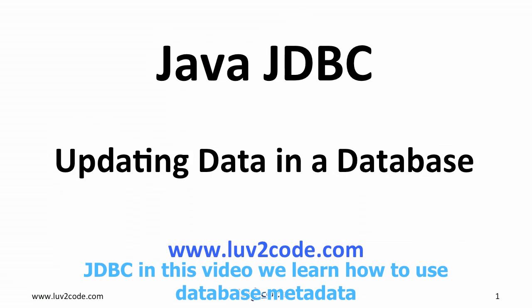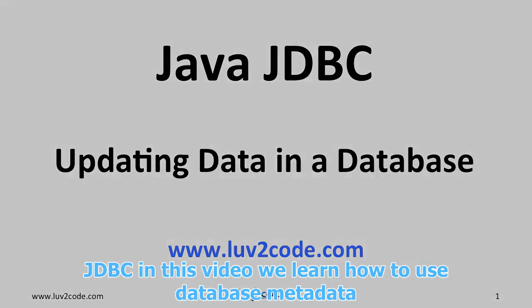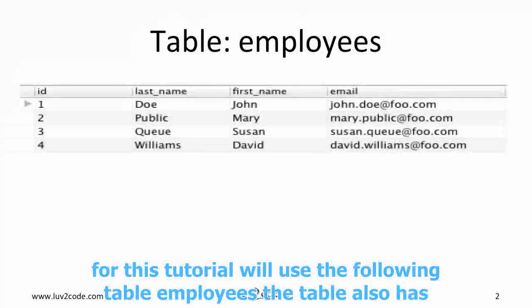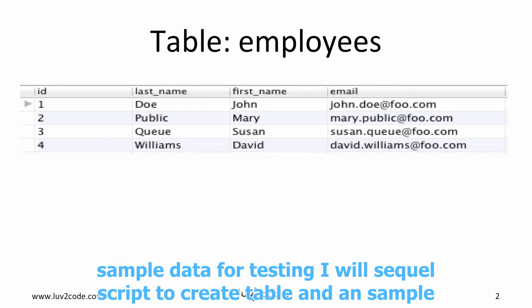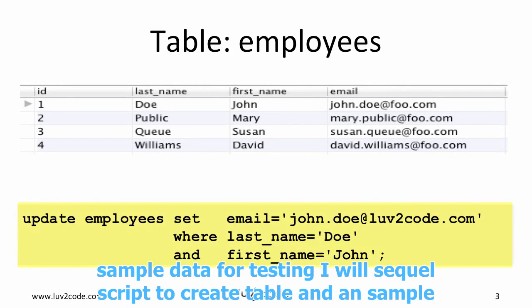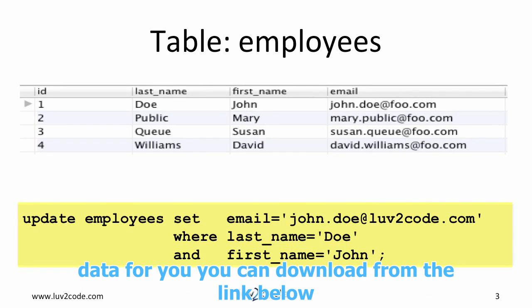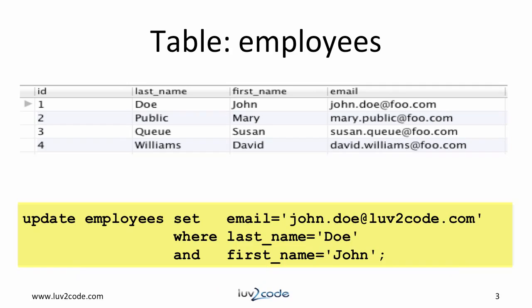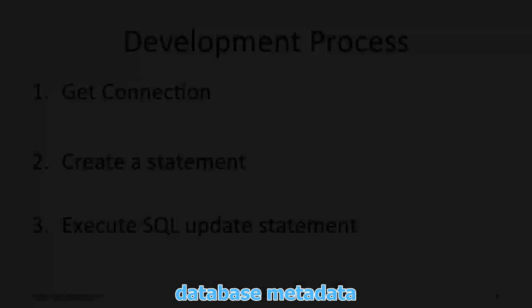In this video, you will learn how to use Java JDBC to update data in a database. We're going to use the employees table. In this example, we'd like to update the email address for an employee. If we wrote the raw SQL, it will look like this SQL update statement. However, we're going to create a Java program to perform the update for us.